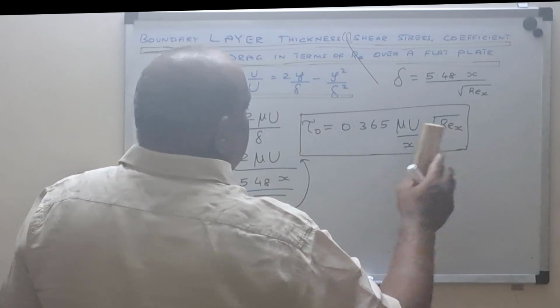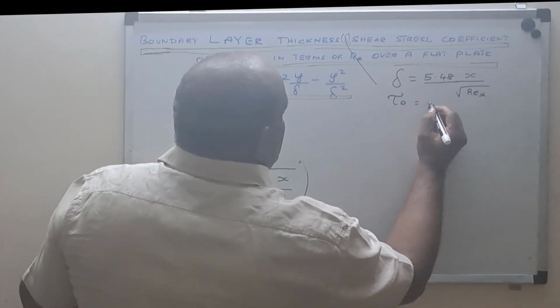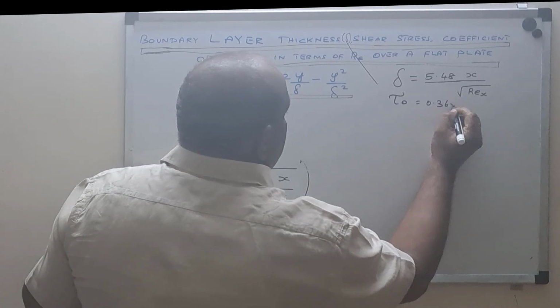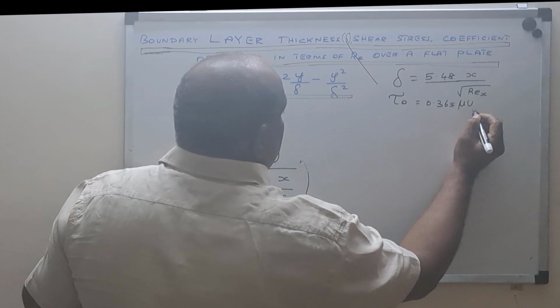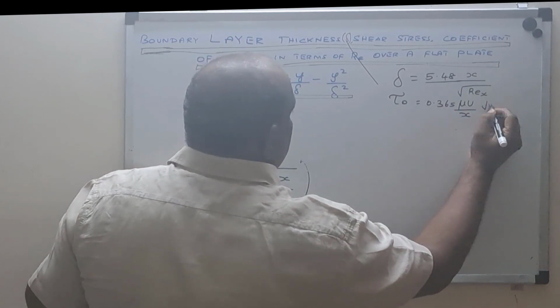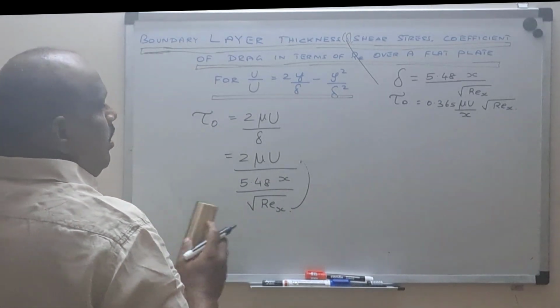Okay. So we will write this expression also here. Tau naught equal to 0.365 mu u by x into square root of Reynolds number. Okay, so this is the one we got.